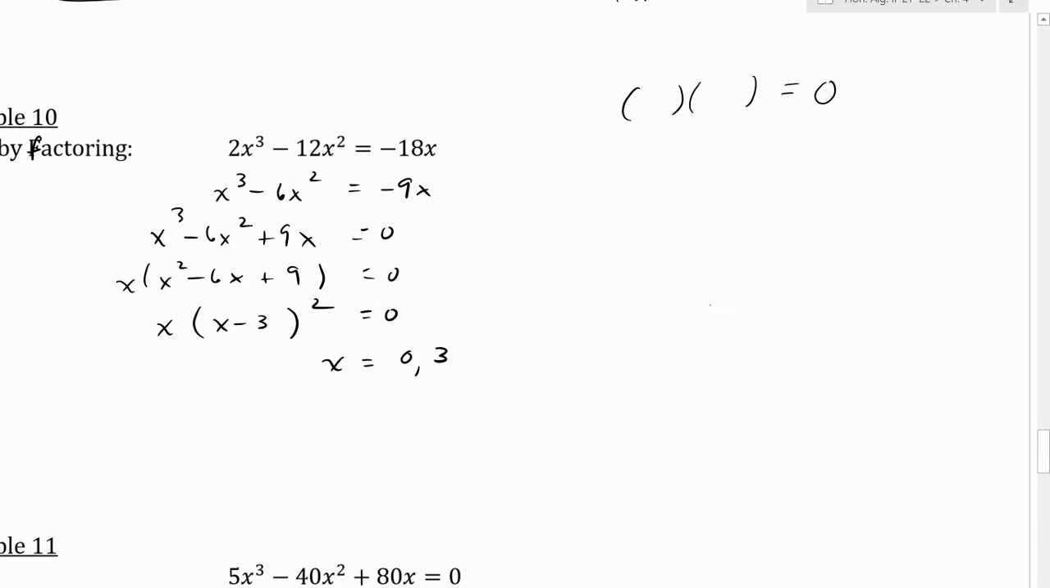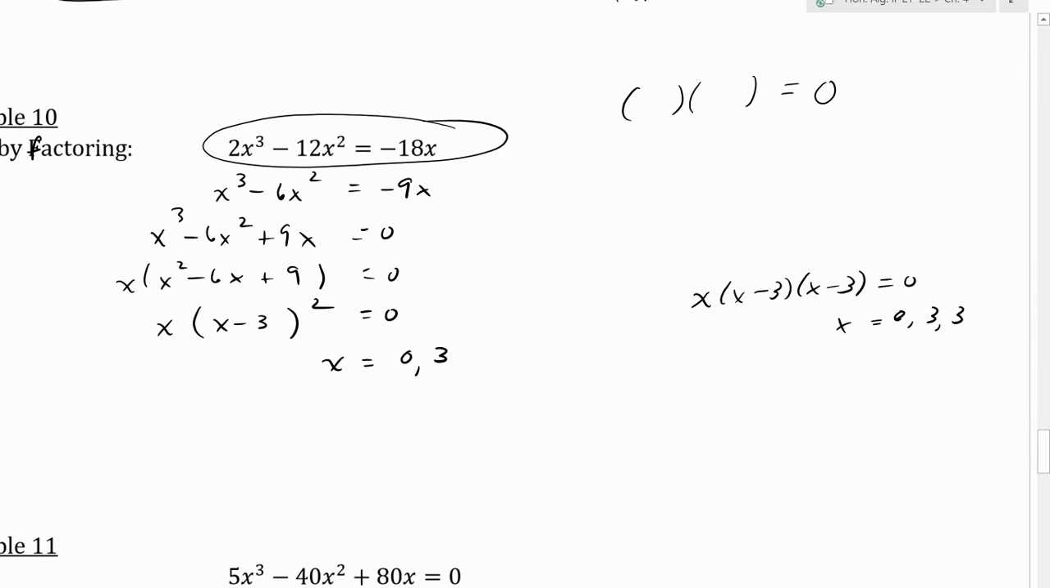Now, I want you to notice something. Sometimes you'll see people do this. They'll say 0, 3, or 3. But that's kind of silly. Like, we're solving this thing. The things x can be is either 0 or 3 to make it true.